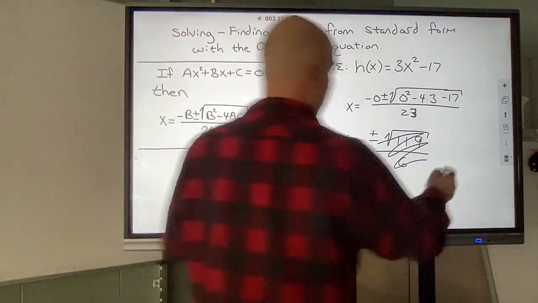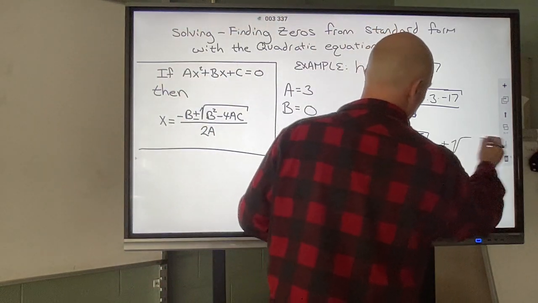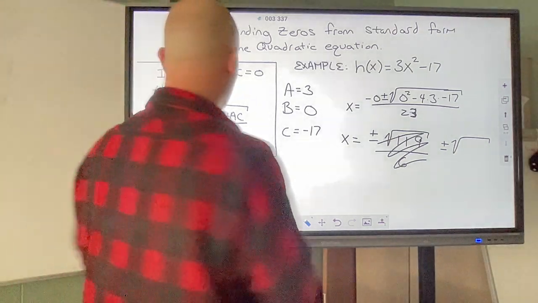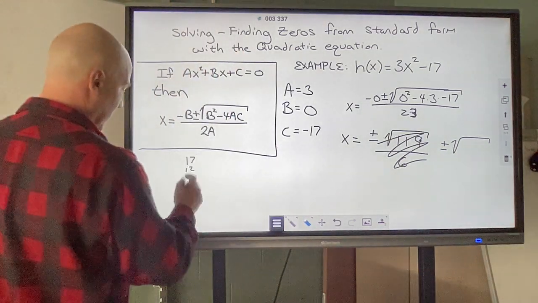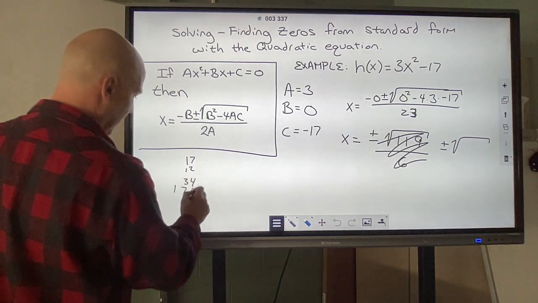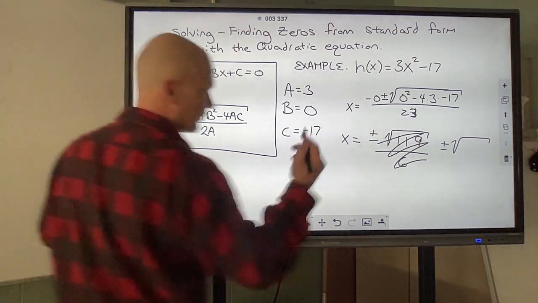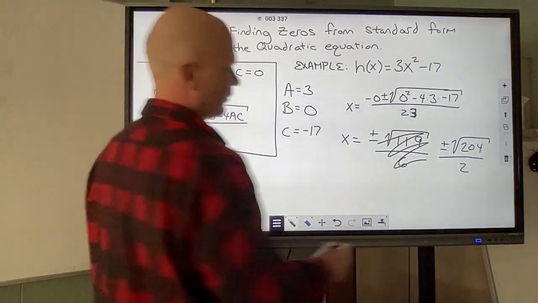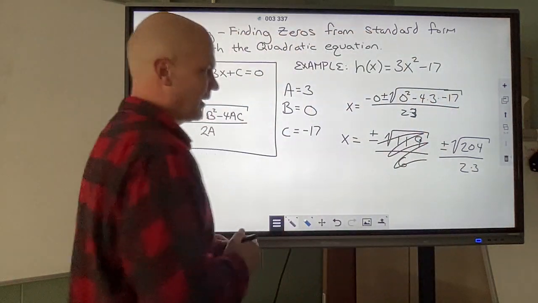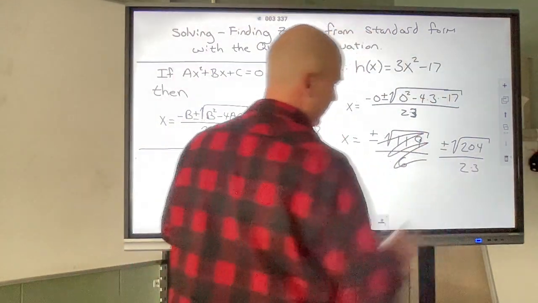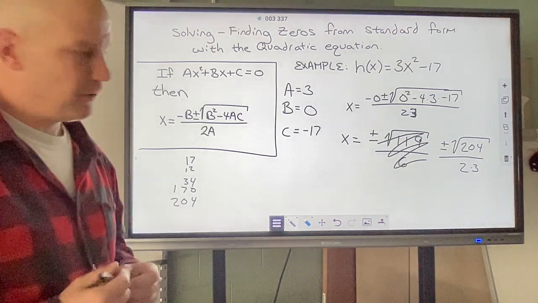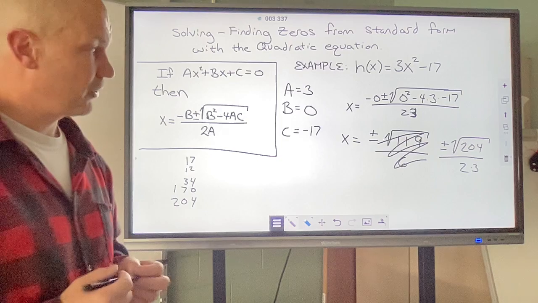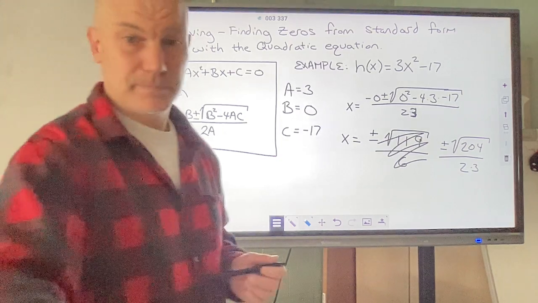I am so sorry. This is plus or minus the square root of 17 times 4, 17 times 12. Oh my goodness. 34, 170, 204. Square root of 204 over 2 times 3, which is 6. Oh my goodness, I'm making all sorts of mistakes. I can simplify the square root of 204, and you know how to do that from another video. But there are my 2 zeros, and it is okay that they are irrational. I'm going to pause there. Thank you. Good luck.